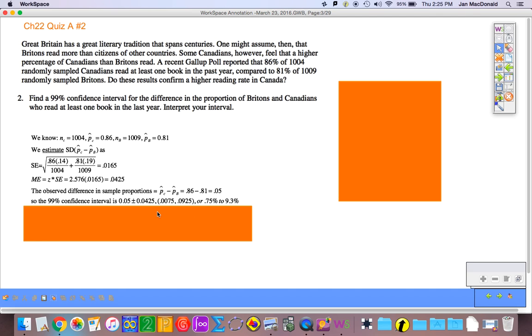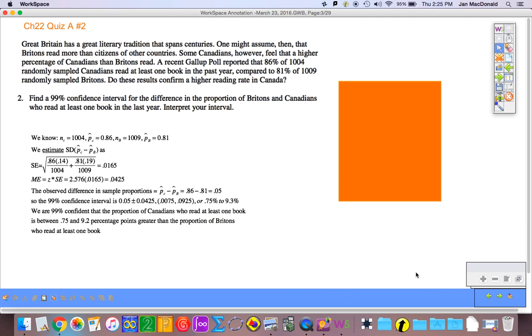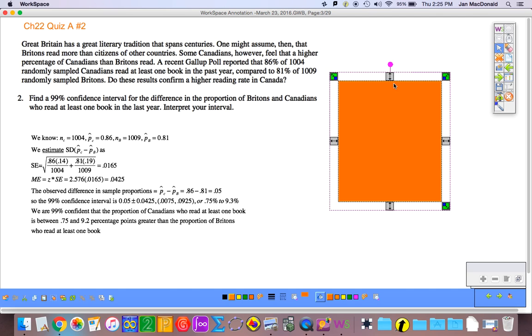Okay, so now let's interpret our confidence interval. We are 99% confident that the proportion of Canadians who read at least one book is between 0.75 and 9.2 percentage points greater than the proportion of Britons who read at least one book. Ta-da! We're done. Let's just check it out in our calculator.